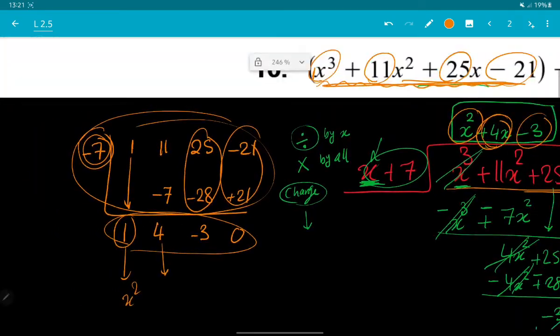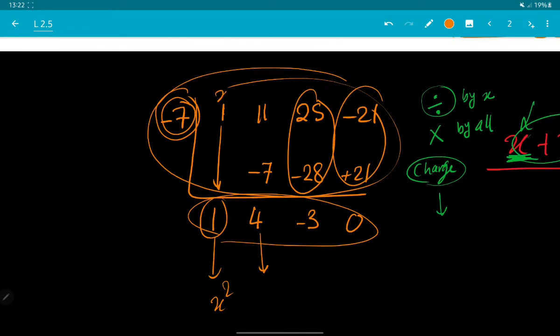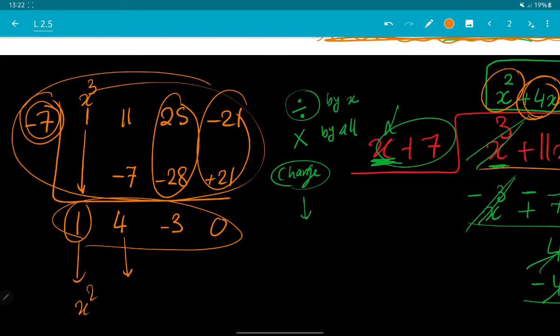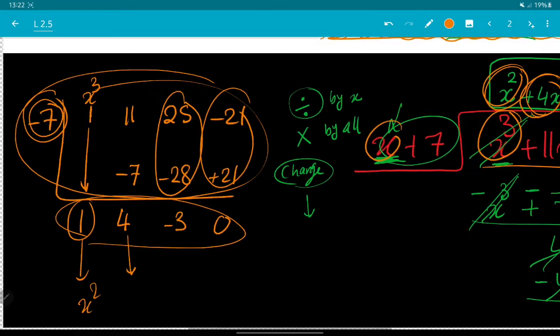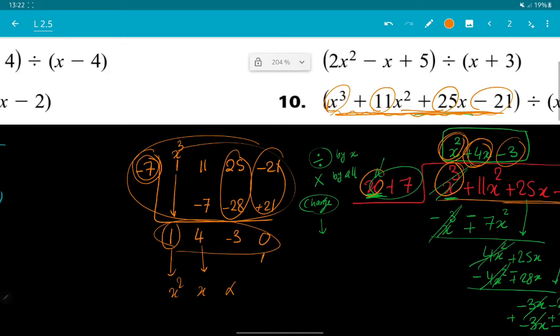Someone may ask me, why did we start by x squared? How do I know that I should start with x power 2? You started the question by x power 3. When we divide x power 3 by x, the answer should start with x power 2, and you will go to the lower power. So this is x power 2, and this is x, and this is no x. If you have a remainder, you will write it. If you didn't get it well, I will explain another one.